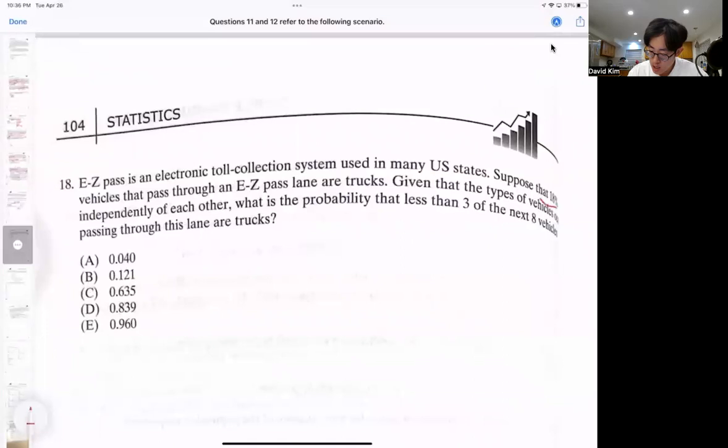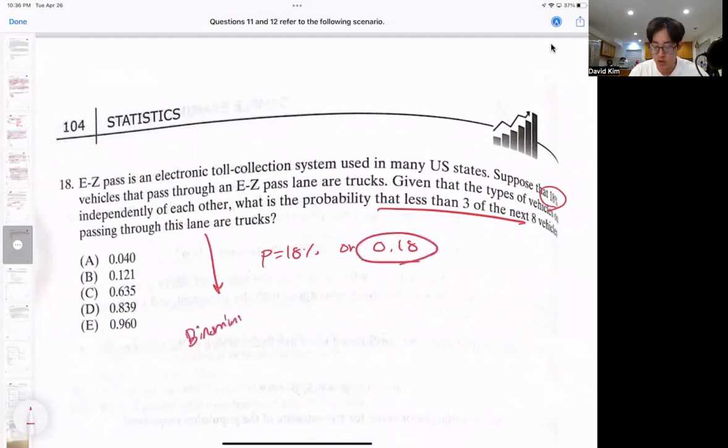All right, so 18% is your chance of success, or 0.18. What is the probability that less than 3 of the next 8 vehicles? You need to understand that this is going to be binomial. How do I know that? We have a chance of success. It tells you that. And also it tells you how many fixed trials there will be.